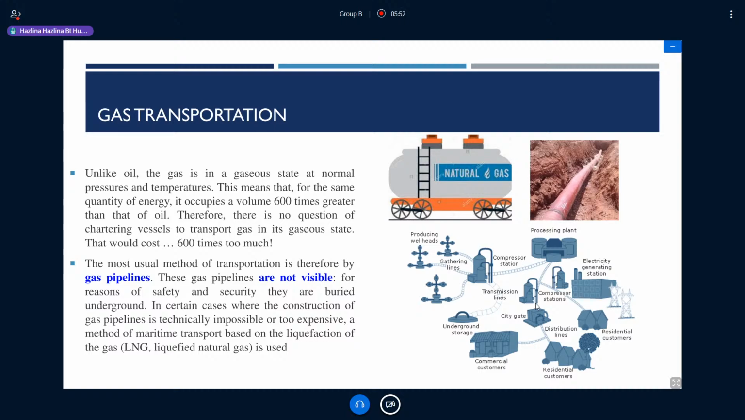Now for the gas itself, gas is actually very difficult to transport. Therefore, most of the time a gas resource will be transported via pipeline.